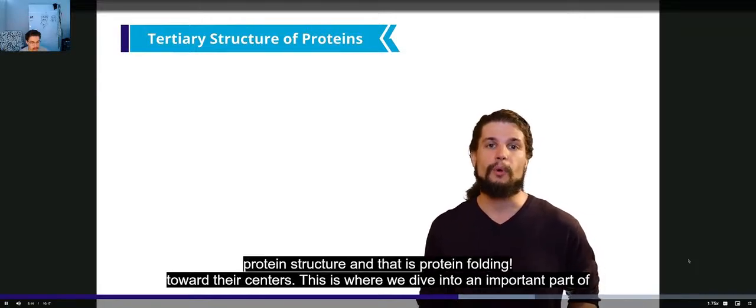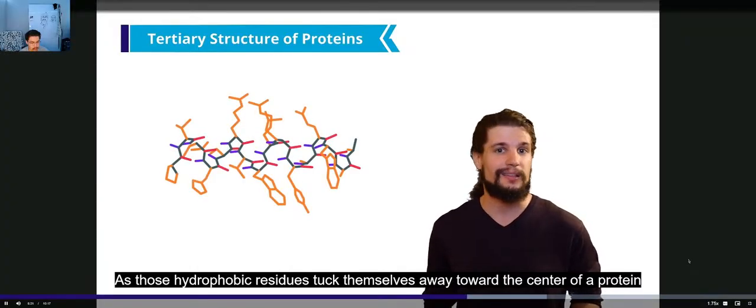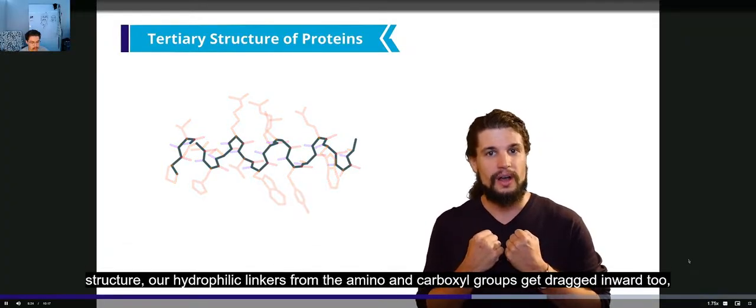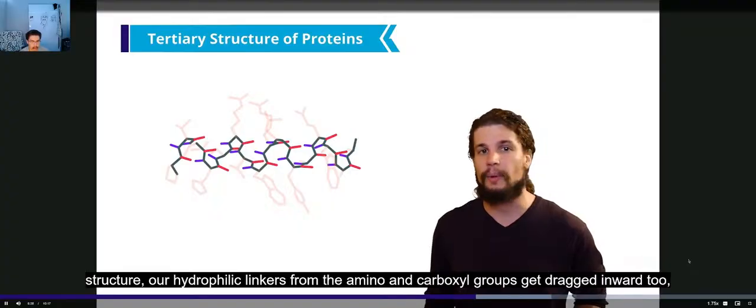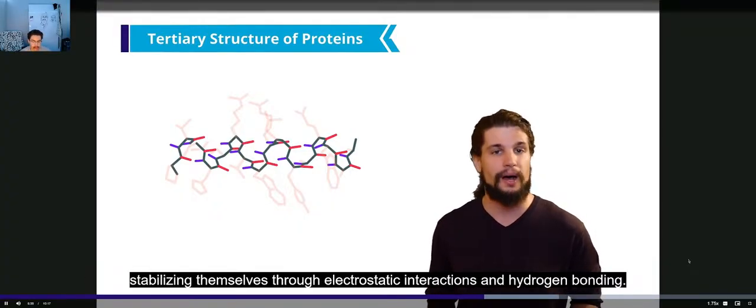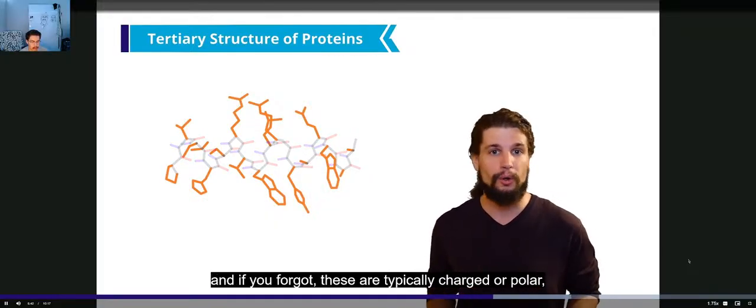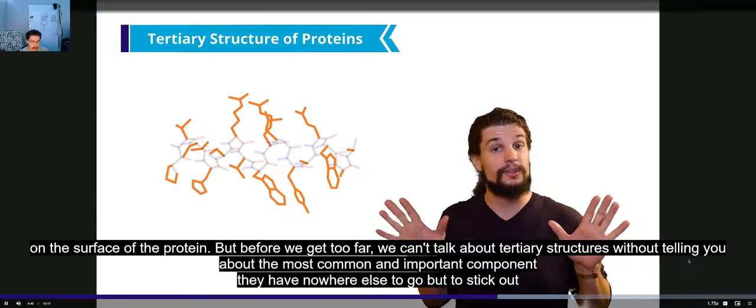This is where we dive into an important part of protein structure, and that is protein folding. As those hydrophobic residues tuck themselves away toward the center of a protein structure, our hydrophilic linkers from the amino and carboxyl groups get dragged inward too, stabilizing themselves through electrostatic interactions and hydrogen bonding. When this happens, our hydrophilic side chains, and if you forgot, these are typically charged or polar, they have nowhere else to go but to stick out on the surface of the protein.